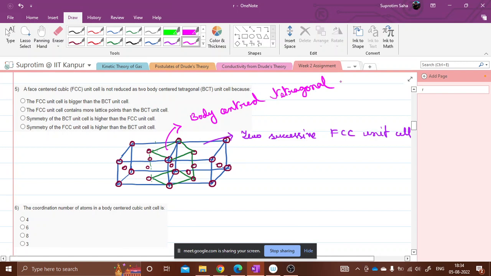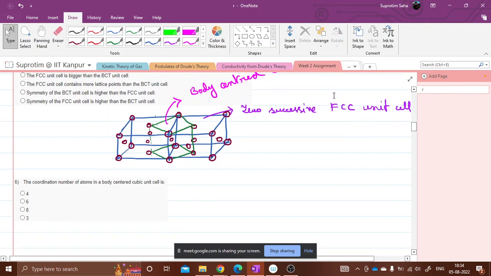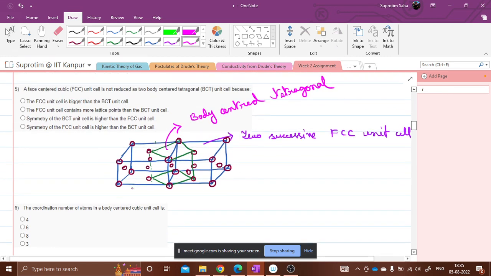All right. So now comes the concept of symmetry and the unit cells being smallest. Although the body-centered tetragonal here is smaller than the face-centered cubic unit cell, what will strike you is that it has lower symmetry than the face-centered cubic. So there are two criteria: one is symmetry consideration, and the second is size.